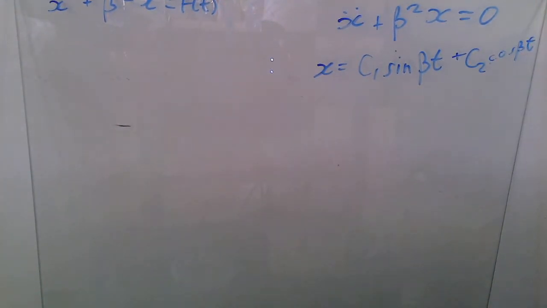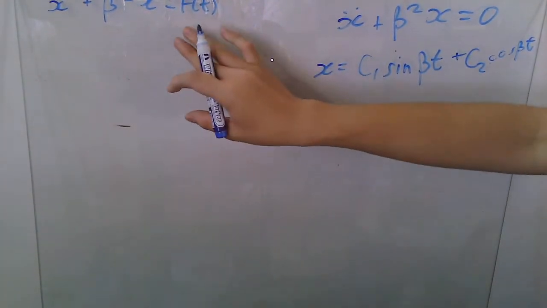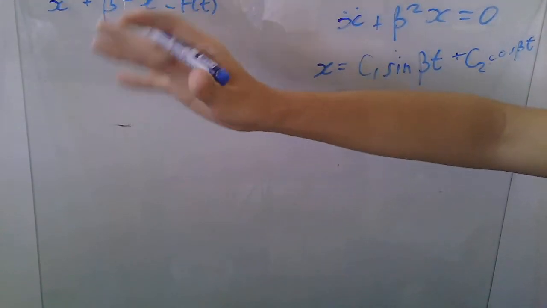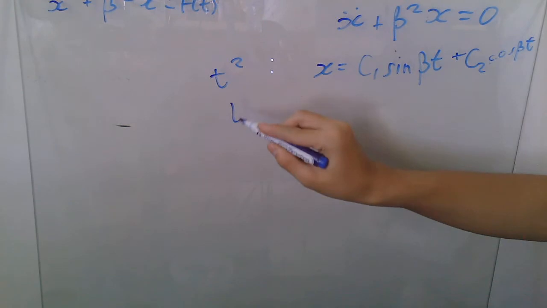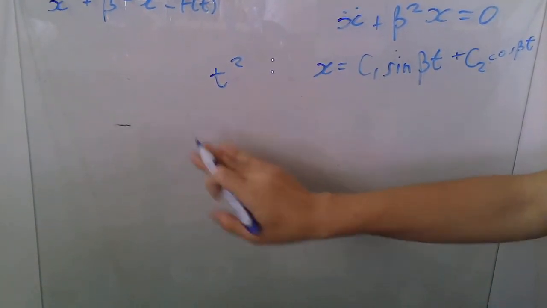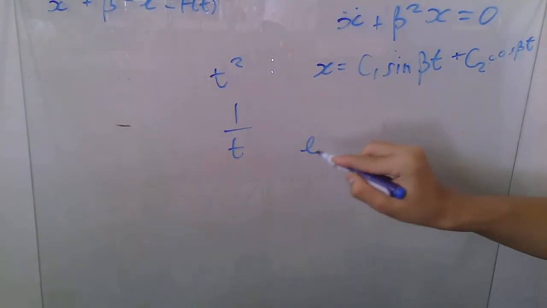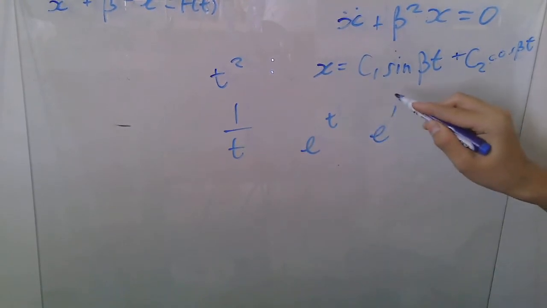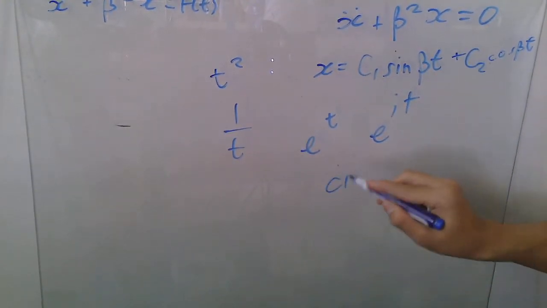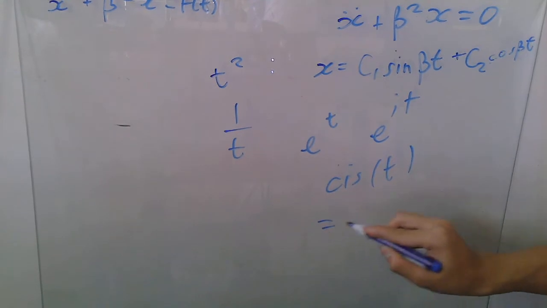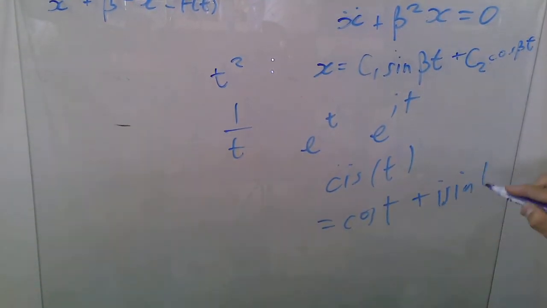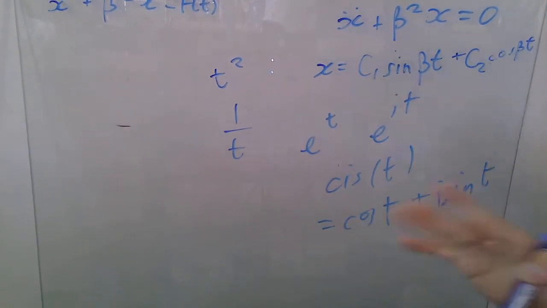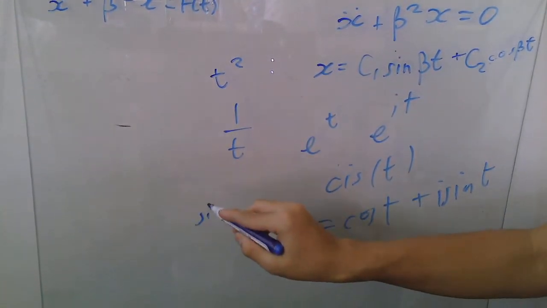And so now f of t can be some other function. It can be any function of t. It can be t squared. It can be 1/t. It can be e to the it, which is basically just a function of t, cosine t plus i sine t. It can be any function you can think of, even sine and cosine.